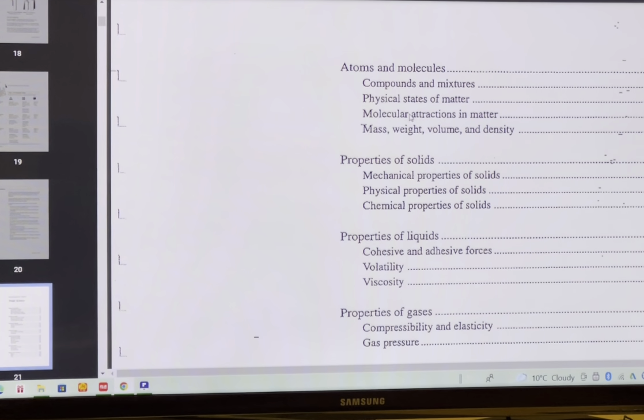Molecules, attraction in matter, mass, weight, volume, and density. Next, you know, in the natural world, we have solid, liquid, and gas. For example, here we will review the properties of solid. Okay, we will be concerned with the mechanical properties of solid, physical properties of solid, chemical properties of solid.